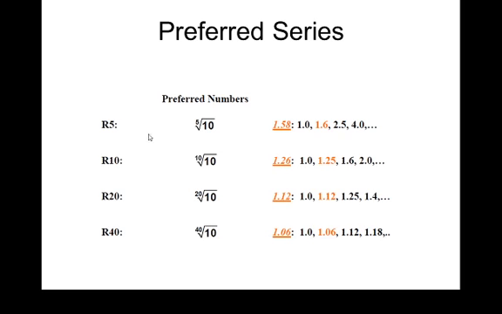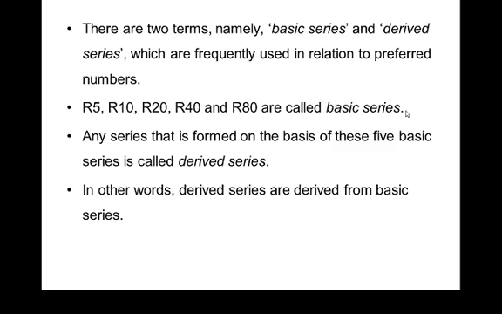Now see, these are the different values for R5, R10, R20 and R40. How do we evaluate the values? The first value will be 1 into 1.58. The second value will be 1.58 into 1.58. Then the third value will be the value you obtained into 1.58 for R5. Similarly for R10, R20 and R40.